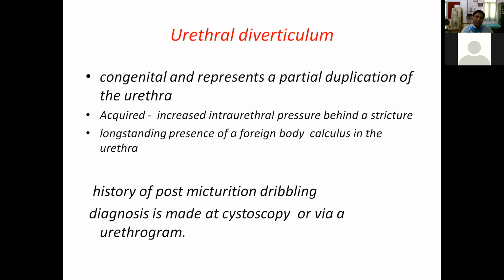In acquired form, this develops with increased intraurethral pressure beyond a stricture, proximal to the stricture, or presence of a foreign body or calculus in the urethra. If the stone gets stuck in the urethra, it weakens the wall of the urethra and develops into a diverticulum.